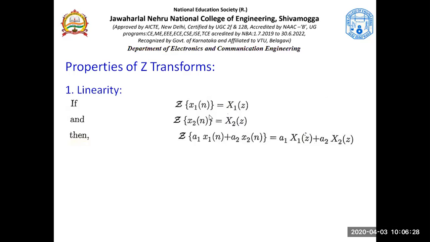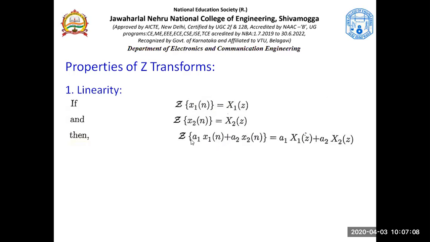I repeat, you have two signals. If you apply the Z transform on x1 of n and x2 of n, they're going to look like x1 of z and x2 of z as shown here. Now, since we are talking about the linearity property, what we should consider is the weighted signals. a1 x1 of n is the weighted x1 of n, and this is weighted x2 of n with scalar a2 attached to this. You take the sum of these two weighted signals. So the sum of the weighted signals, if you apply Z transform on that, it is going to look like this.